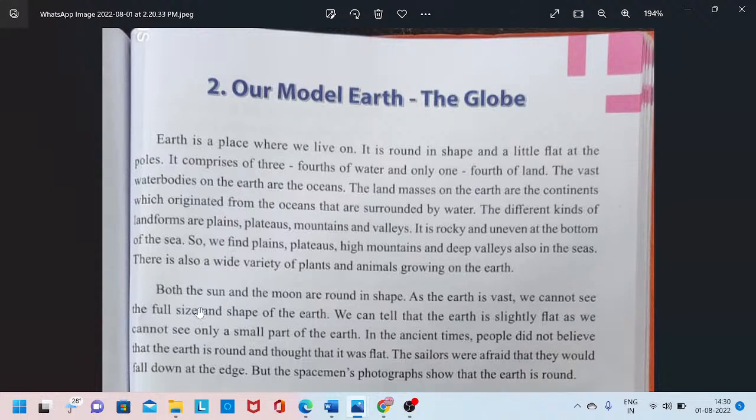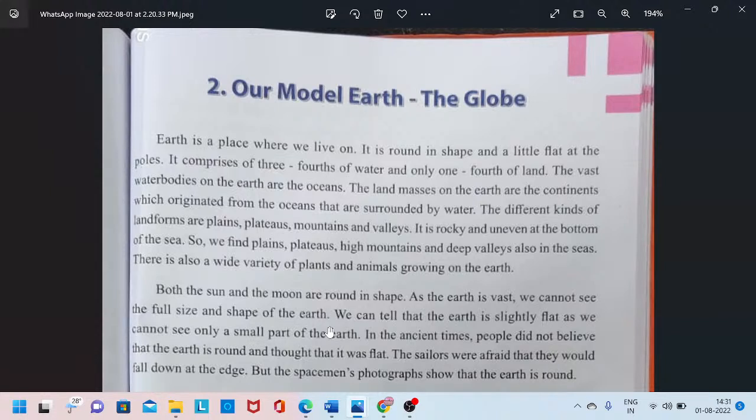So both the sun and the moon are round in shape. Do you agree? Yes, both the sun and moon are the same shape. As the earth is vast, we cannot see the full size and shape of the earth. So we have a very big earth, right? From here we cannot see Amirpet. In the same way we cannot see America or the other countries, because our earth is very big, very vast.